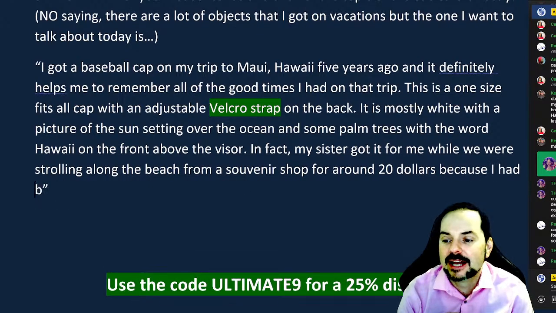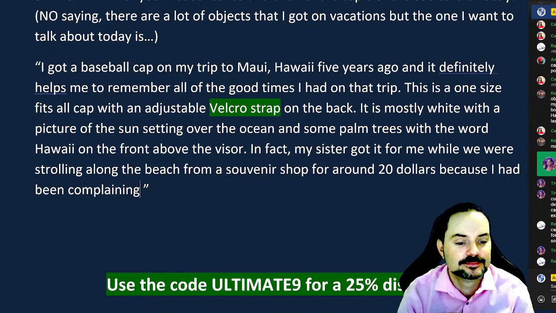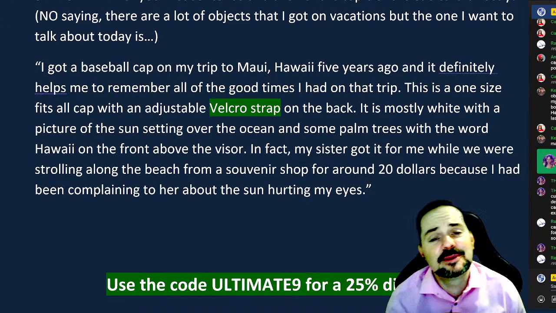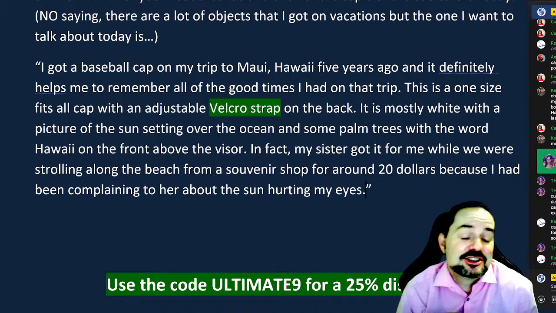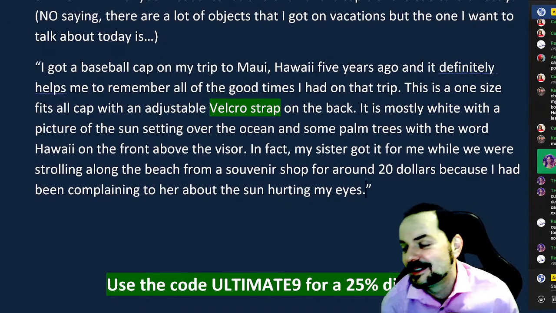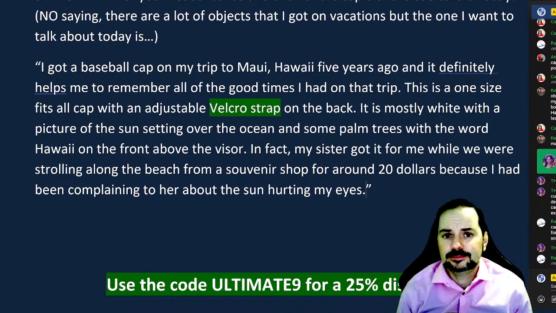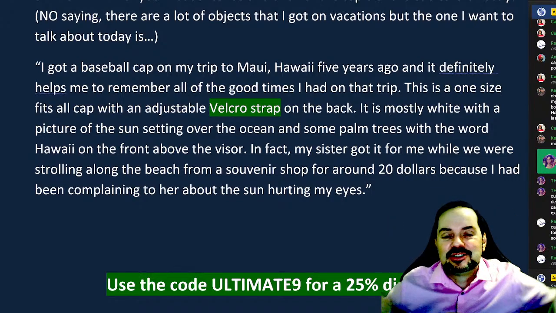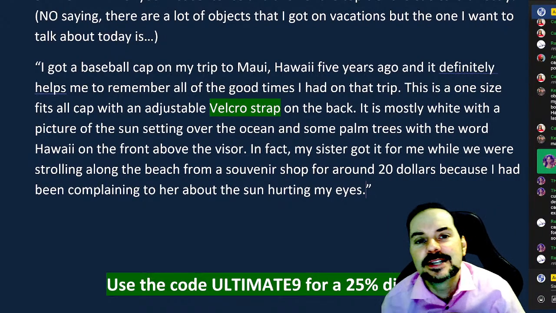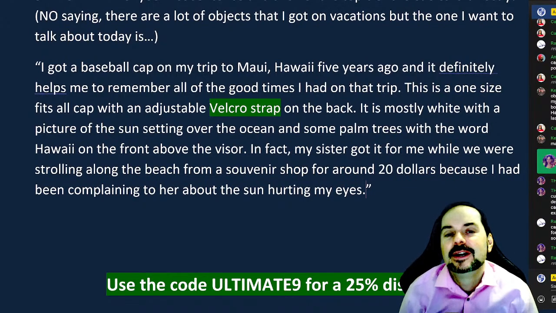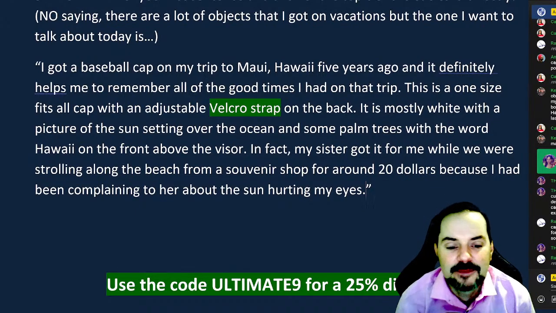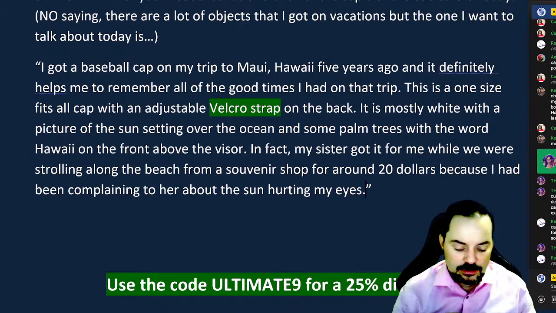Because I had been complaining to her about the sun hurting my eyes. Okay, so I visualized myself walking down the beach with my sister. I don't actually have a sister, I have two brothers, but we're just making this up, right? And I'm like, oh, my eyes are hurting, the sun is so strong. And then my sister, my imaginary sister, says, oh, just a second, I'll get you something. And then she goes and buys this baseball cap, and here you go, that'll protect you from the sun.